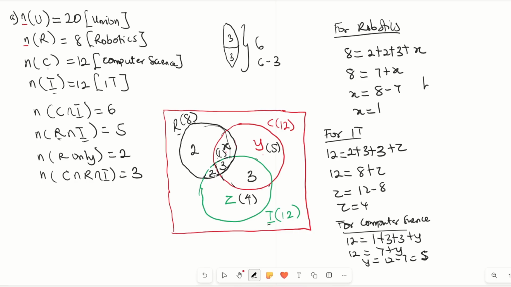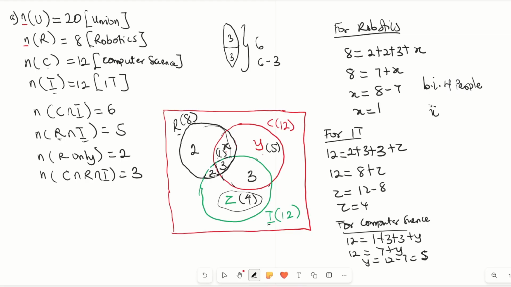So let's consider BI. We are asked to find the number of people who like only IT. So where is only IT? Only IT represents the z, right? So it means that we can just write 4 people. You don't need to write much.